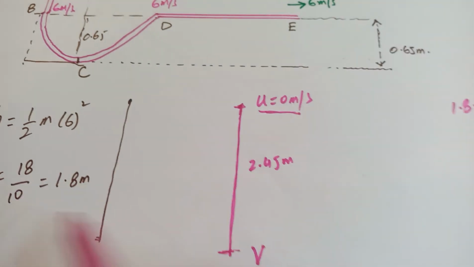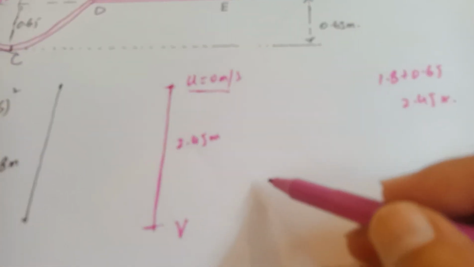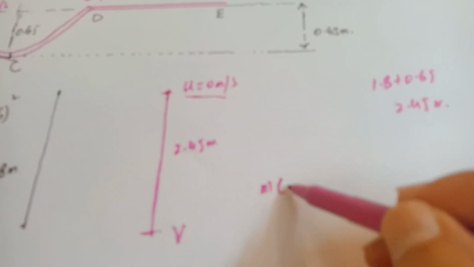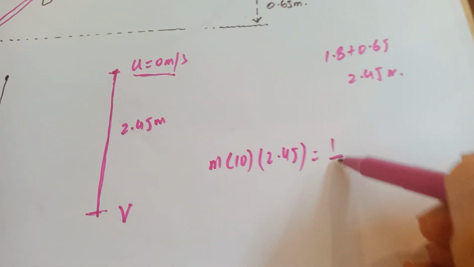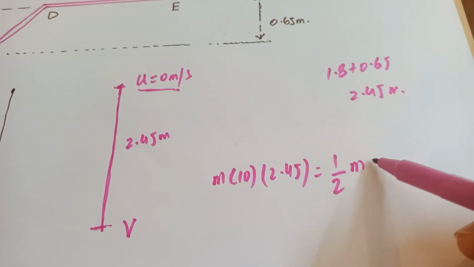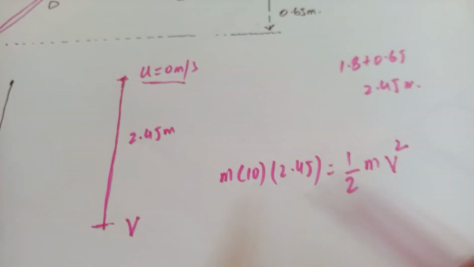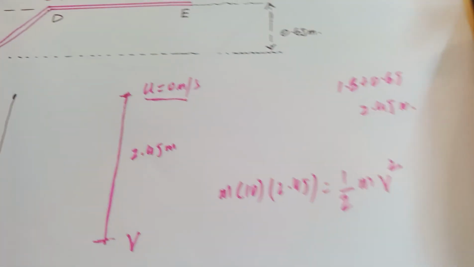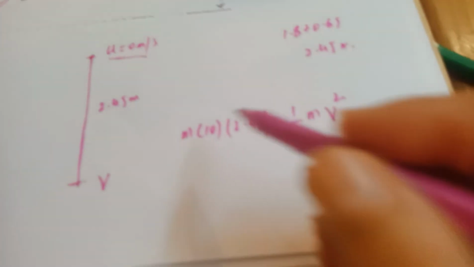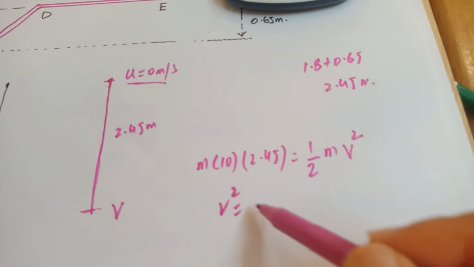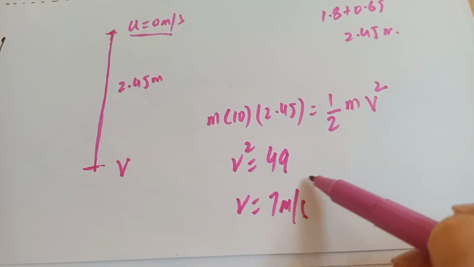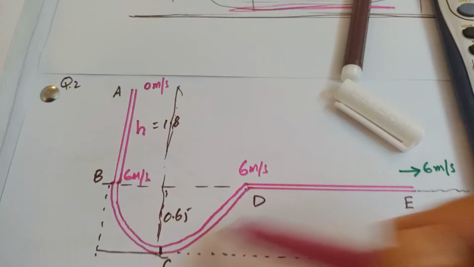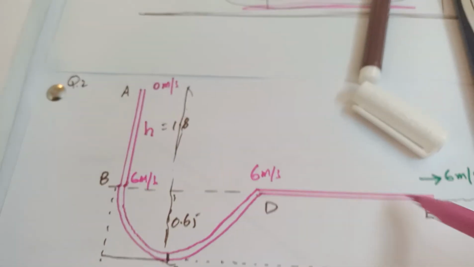So just like the first part, let me say that m into g into h is equal to half into m into v squared. Okay, the m's are cancelled, so let me calculate this. This v squared is going to be 49, so v is going to be 7 meters per second. So guys, this is the maximum speed of the particle on this track over here.